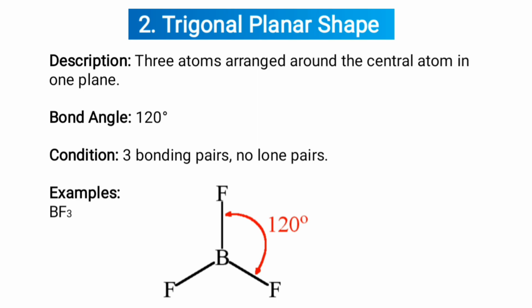Now the second one is trigonal planar shape. Description: in trigonal planar shape, three atoms are arranged around the central atom in one plane. Bond angle is 120 degrees. Condition is three bonding pairs, no lone pairs. Example BF3. The structure of BF3 is trigonal planar, and there are three bonding pairs, no lone pairs, and the bond angle is 120 degrees.